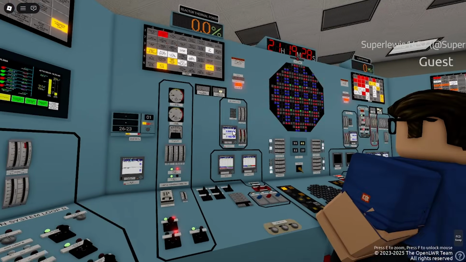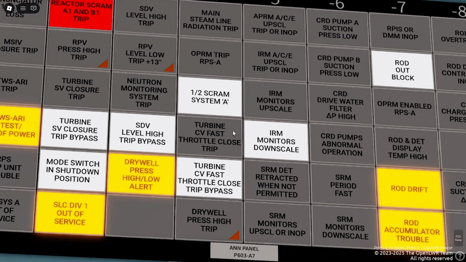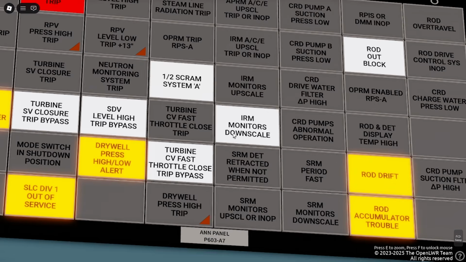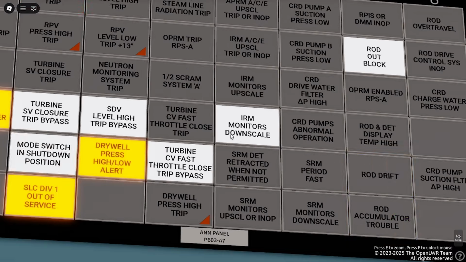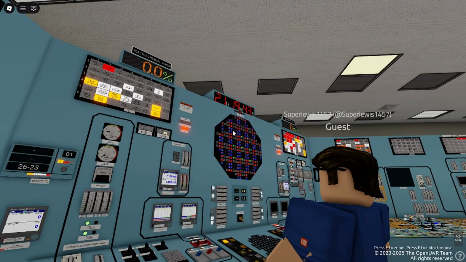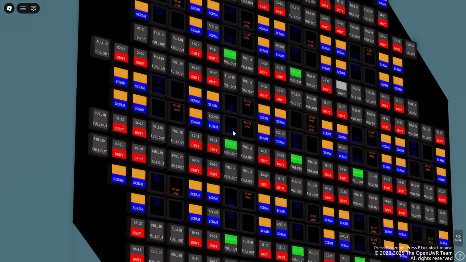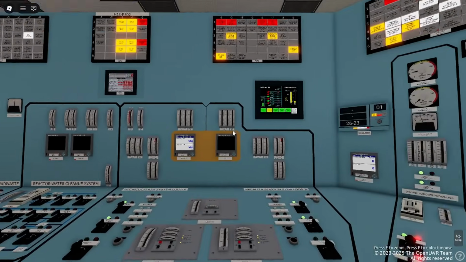Using preferred injection systems, slowly increase the RPV level to between +1.3 and +5.4 inches. That is correct. Keep in mind, rapid injection may cause fuel damage. Keep in mind, rapid injection may cause fuel damage. That is correct.